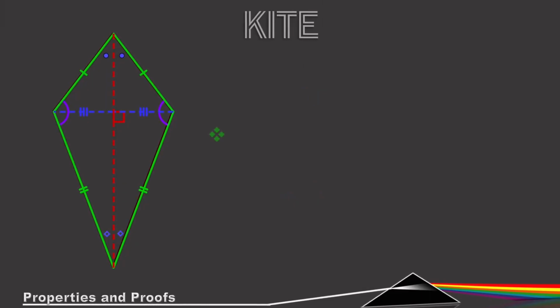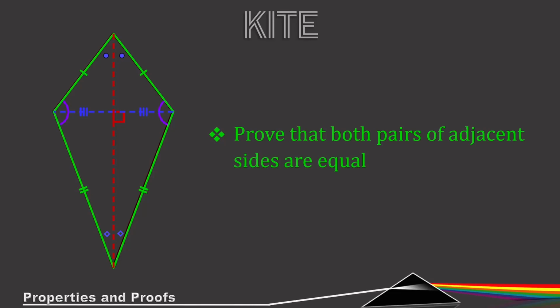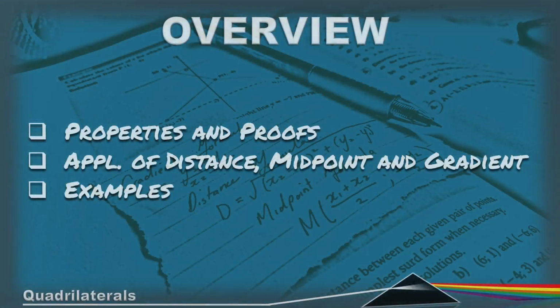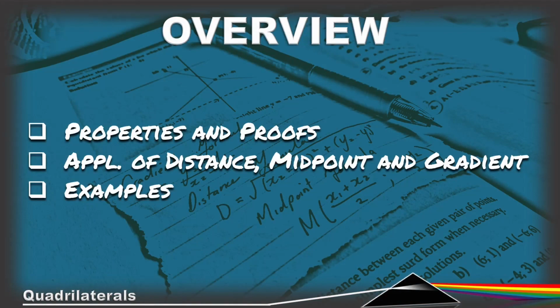And then a kite, there's only one. You prove that both pairs of adjacent sides are equal, and with adjacent sides we mean that the sides next to each other. So you prove this side is equal to this side, and you prove this side equal to this side, and then you say that it is a kite. And finally, the trapezium, you can basically just prove that one pair of opposite sides are parallel. Okay, so those are the proofs that you need to know, what to prove for what quadrilateral.